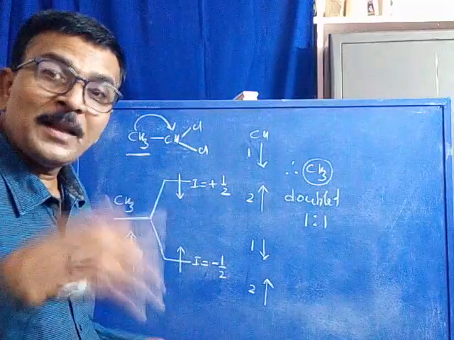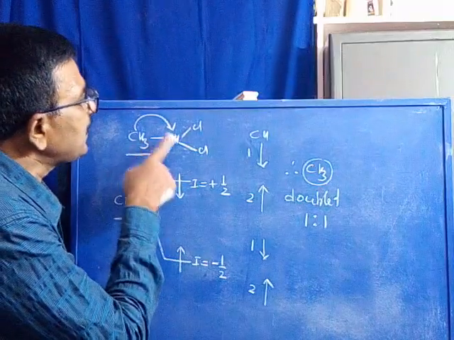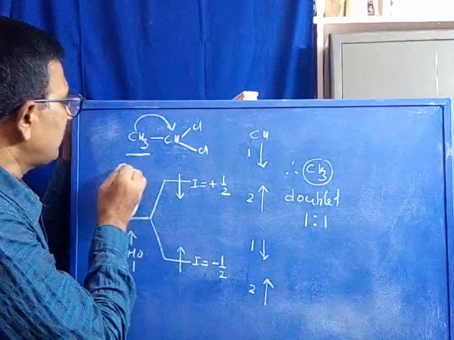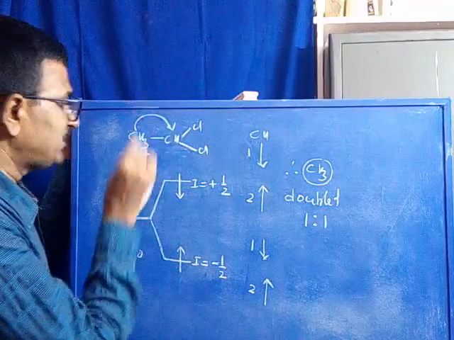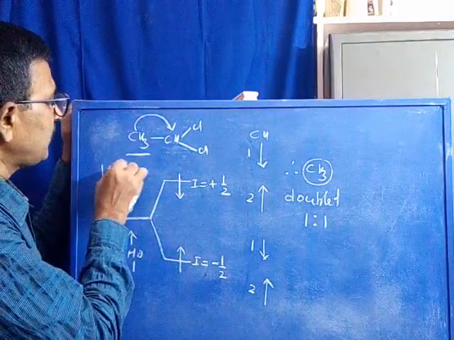Now, according to the n plus 1 rule, where CH3 is coupled with CH, there is only one adjacent proton. n equal to 1, n plus 1 is equal to 2, a doublet.